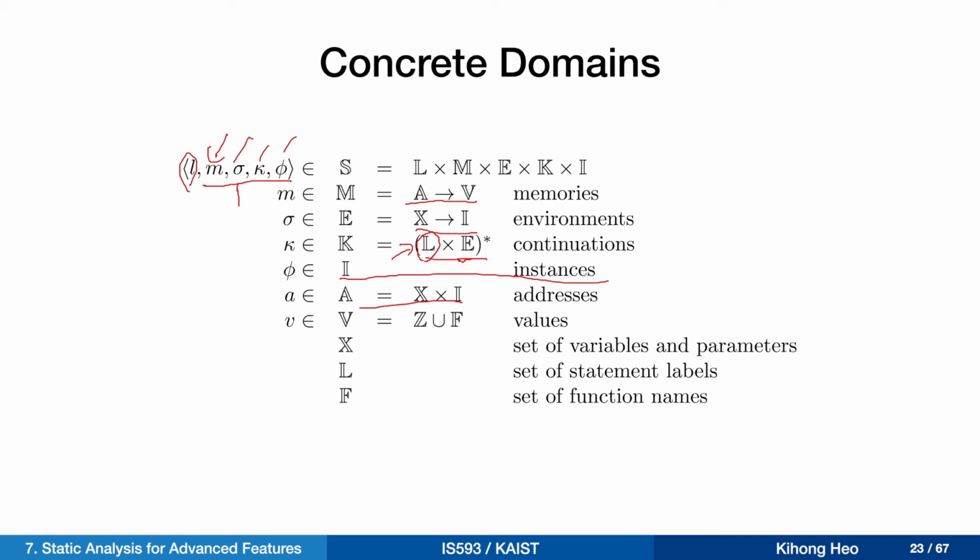And then finally, let's see the value domain. Here the function is also a value. You can assign a function to another variable and pass it to a function as an argument, like higher-order functions in OCaml or function pointers in C. That is our concrete domain.